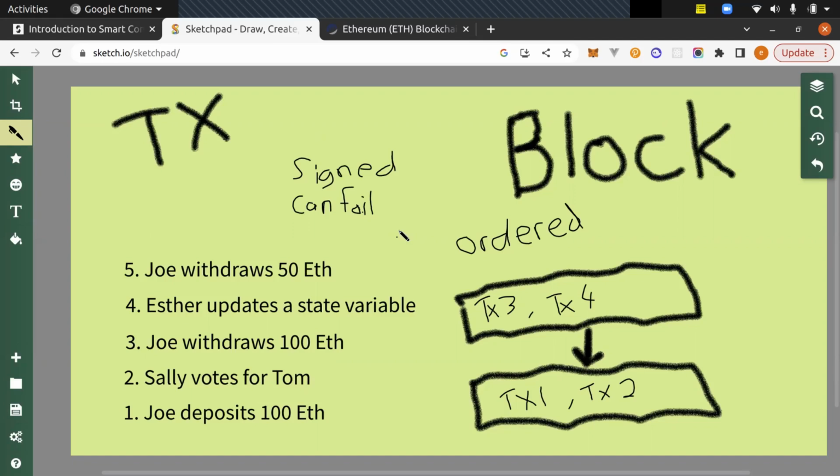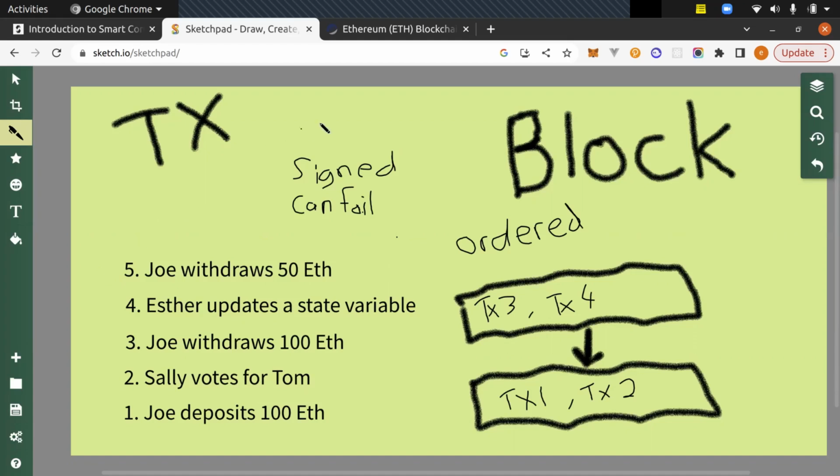I'll explain how in a second. One thing we need to understand about transactions is that they can fail. For example, if transactions 1, 2, 3, and 4 are added to the blockchain, as the blockchain is processing transaction 5, it's going to see that Joe no longer has any ETH in his account, and therefore we're not going to add this transaction. This transaction will fail, it will revert, and no state will be updated on the blockchain.